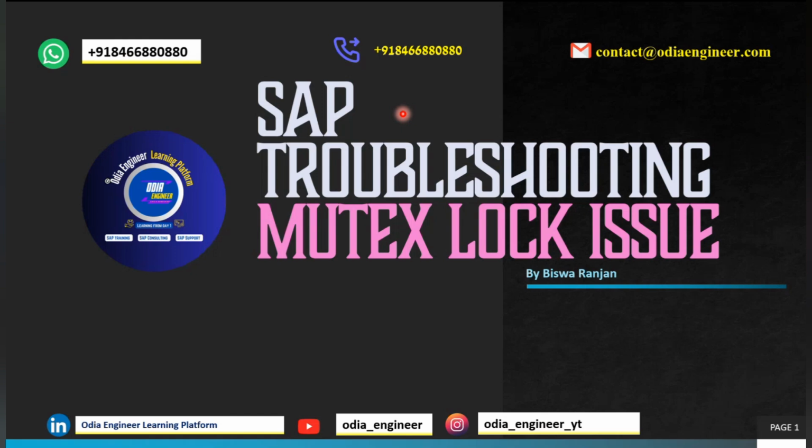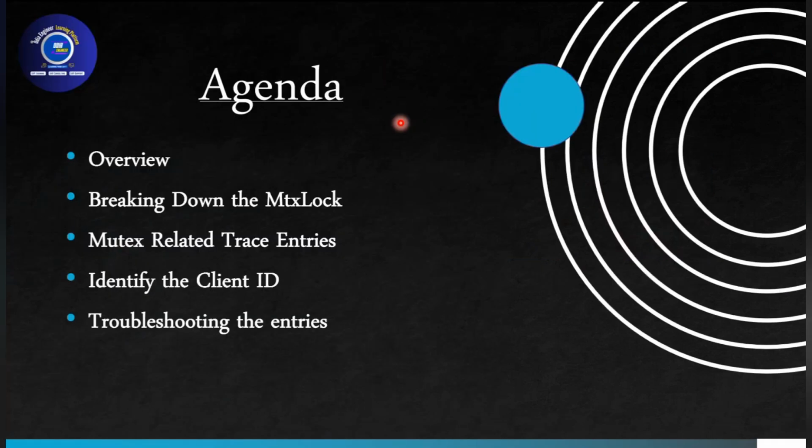So the agenda is very simple. First, we'll discuss the overview. Then we'll break down the mutex lock, why it happens and how to identify it. Then we'll understand the traces, where we can check where the mutex issue is and which service the mutex lock belongs to. Then we'll discuss the client ID, which is really important. And last but not least, troubleshooting the entries.